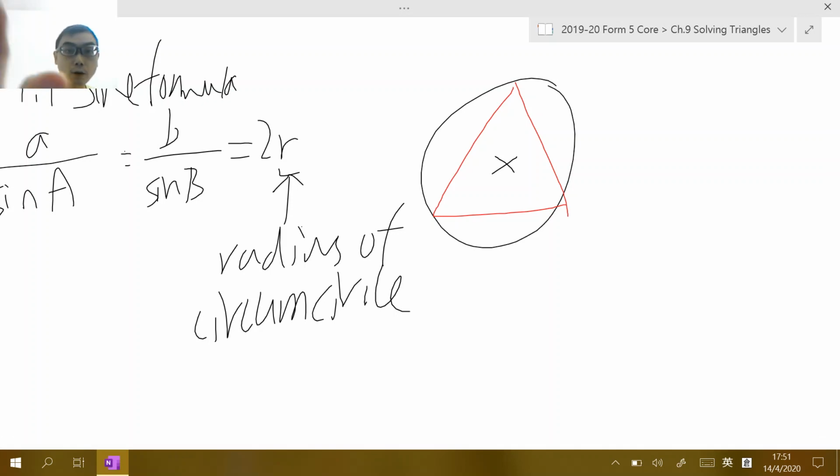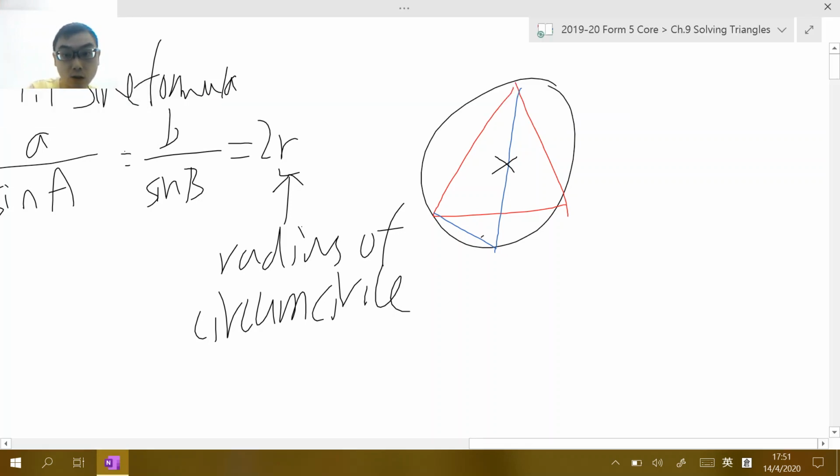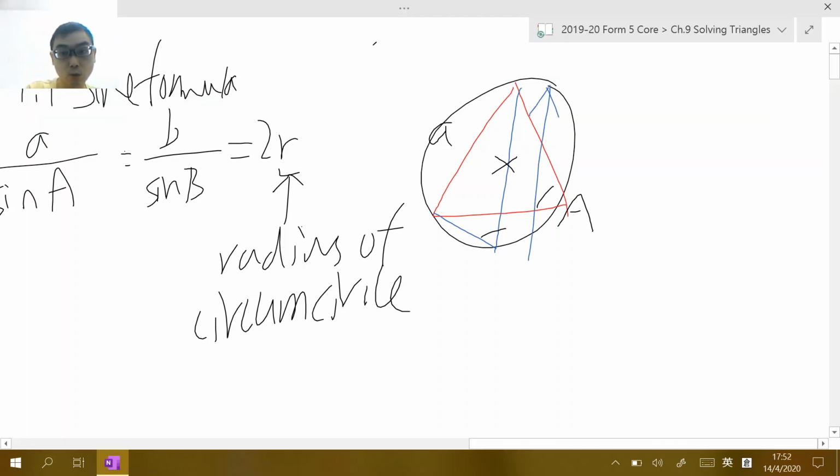For the sine formula, we proved it by drawing a diameter passing through the circumcenter and through a point here to get the relation that we want. For example, these two angles are subtended by the same segment, and this one is A and A here, so the relation comes from this. The 2R is there because this is the diameter of the circle. So this is the sine formula.